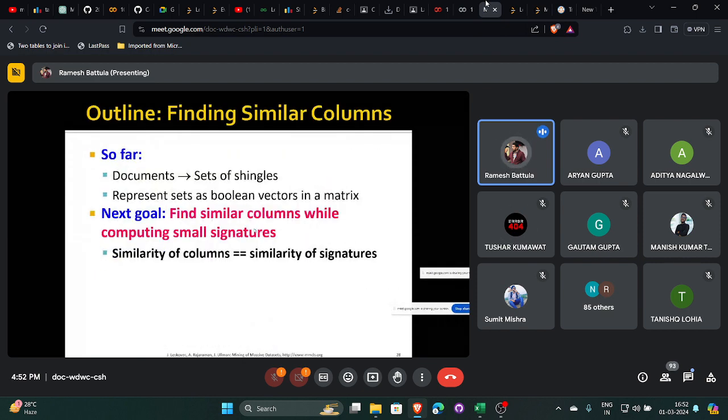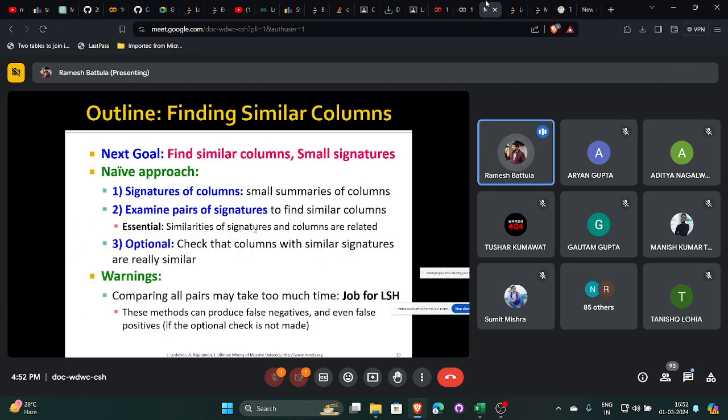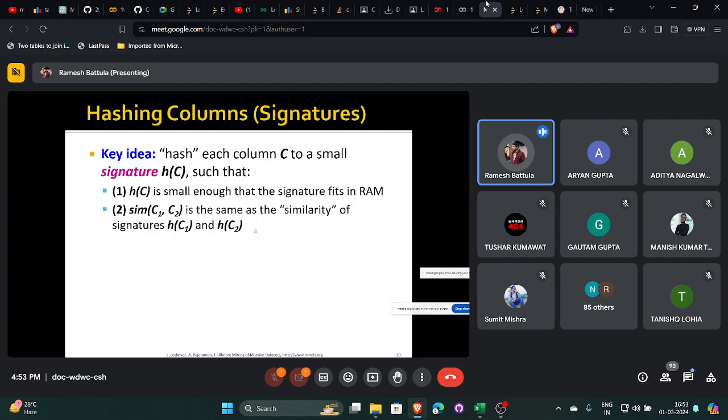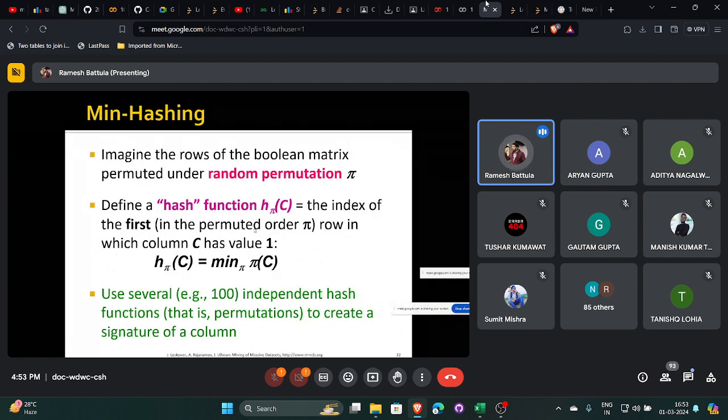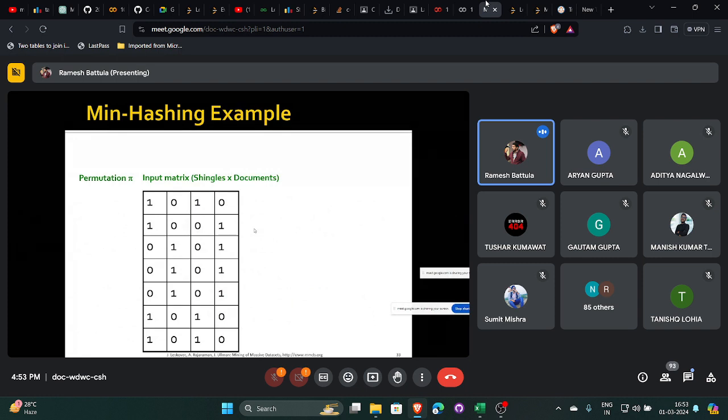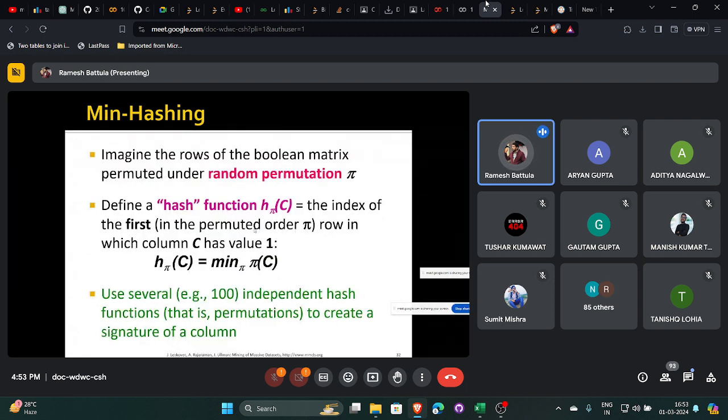Okay. Next goal is to find the similar columns while computing all signatures. We discussed about this one also, hash similarity and signatures. Hash column, this is also completed. Now we are coming to the minhash function. In the minhash function, what we need to understand is how we have to perform a small activity. This is your input. And in the last discussion, the main point we need to understand is this random permutation. Random permutation and pi only.